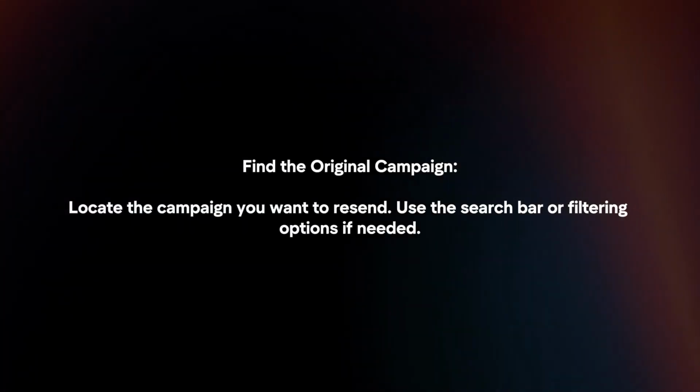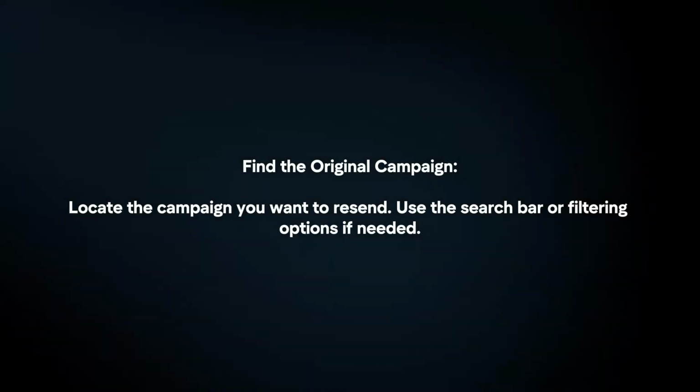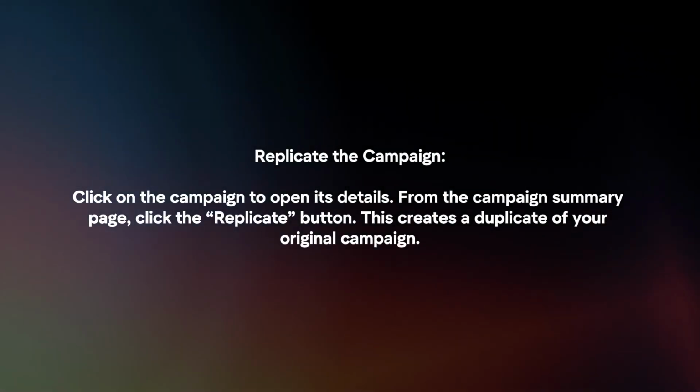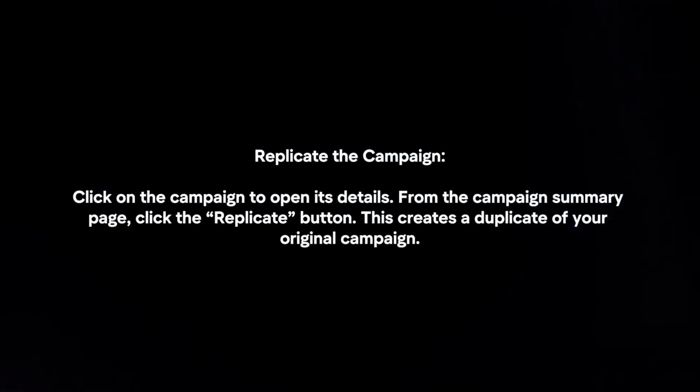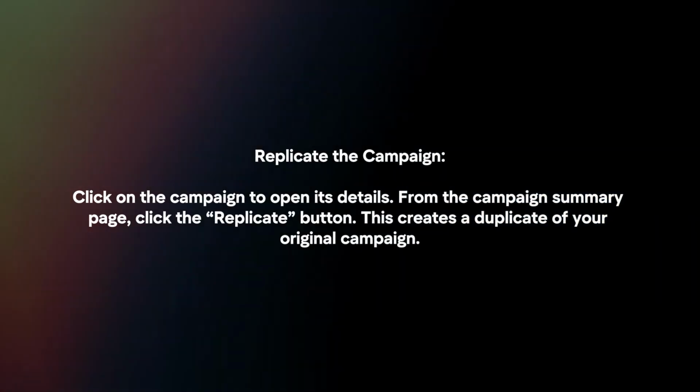Find the original campaign. Locate the campaign you want to resend. Use the search bar or filtering options if needed. Replicate the campaign. Click on the campaign to open its details. From the campaign summary page, click the Replicate button. This creates a duplicate of your original campaign.